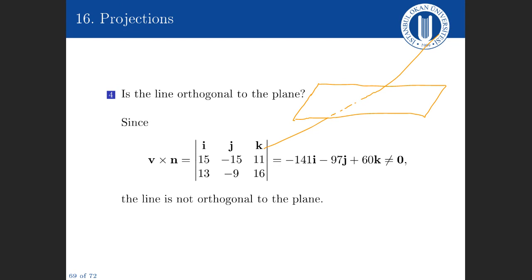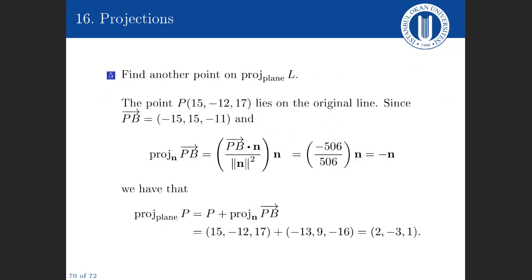We need two points. The point B, where the line intersects the plane, and we're going to project another point down onto the plane. And then we're going to be looking at the line which passes through these two points. We already have B. We need to find another point on the projection of the line onto the plane. We start with a point P on the original line and we project this down onto the plane.